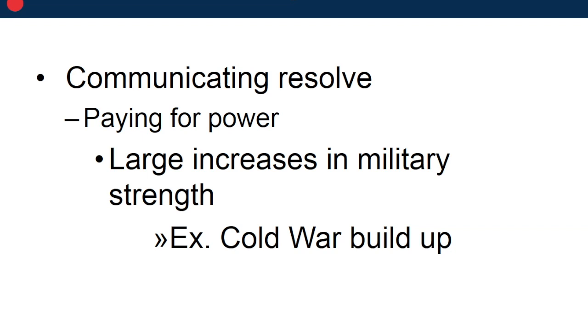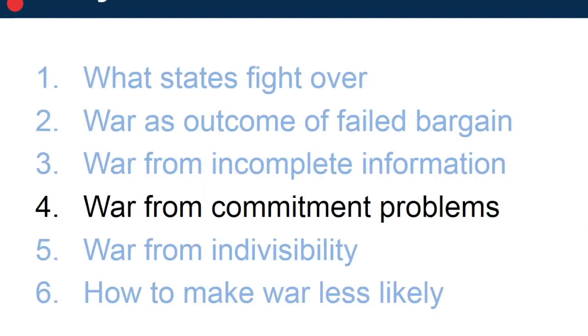The third way is called paying for power. Now, we saw this all throughout the Cold War. When you buy a lot of weapons, you make a big show of it, that you are going to purchase more and more nuclear weapons, that you are going to do everything you can to be as strong as possible.